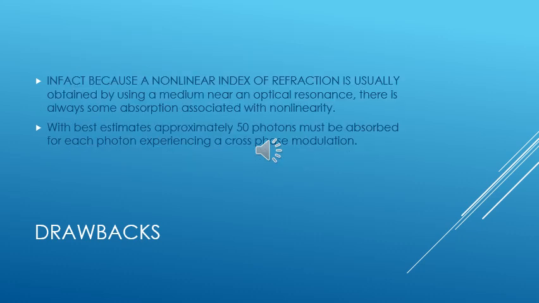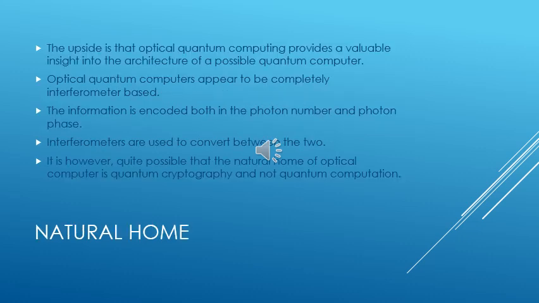In fact, because a nonlinear index of refraction is usually obtained by using a medium near an optical resonance, there's always some absorption associated with nonlinearity. With best estimates, approximately 50 photons must be absorbed for each photon experiencing a cross-phase modulation. Well, all is not lost. The upside is that optical quantum computing provides a valuable insight into the architecture of a possible quantum computer.